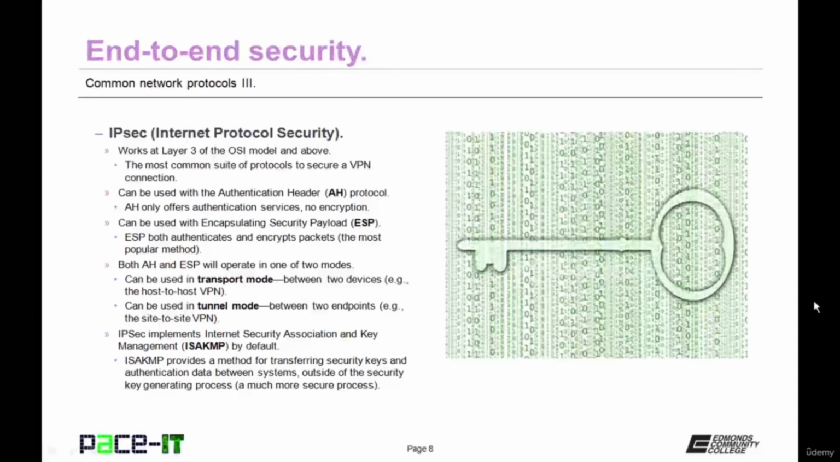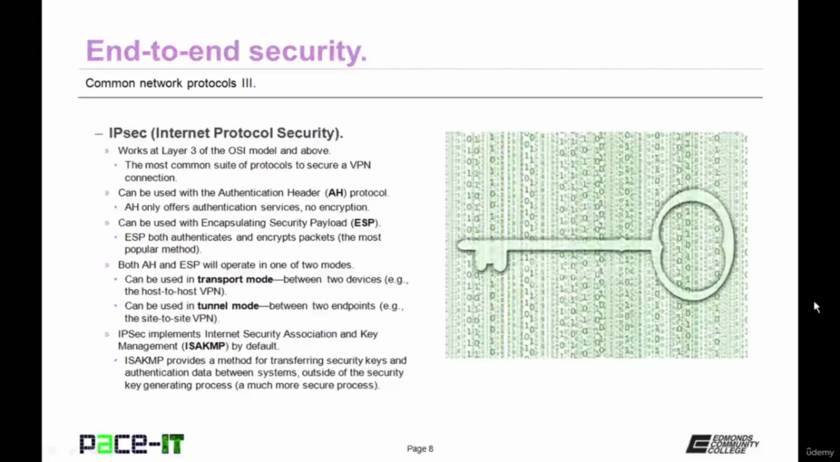Both Authentication Header Protocol and ESP will operate in one of two modes. The first mode is transport mode, which is commonly used between two devices, as in a host-to-host VPN. Or they can be used in tunnel mode, which is commonly used between two endpoints, as in a site-to-site VPN.